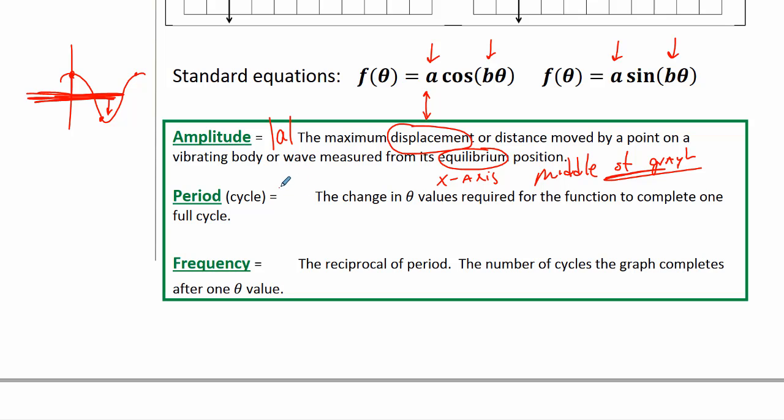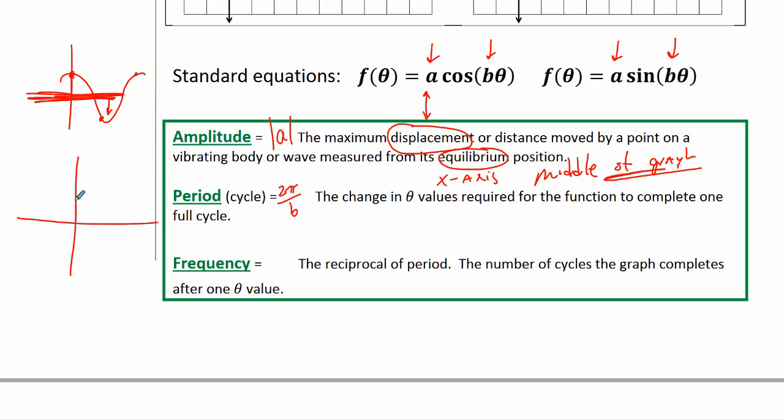Period is 2 pi over b. So I take the b value, I take 2 pi divided by whatever the value is, and that gives me the period. That just tells me how fast or slow the graph is changing to complete one cycle. So for instance, the parent function graph was very slow. It was like this, right? It was very methodical and very slow.